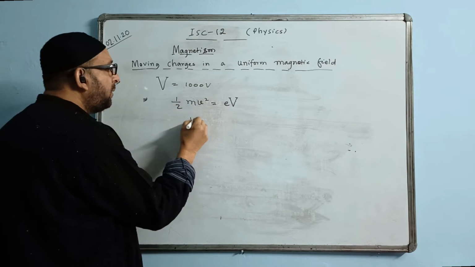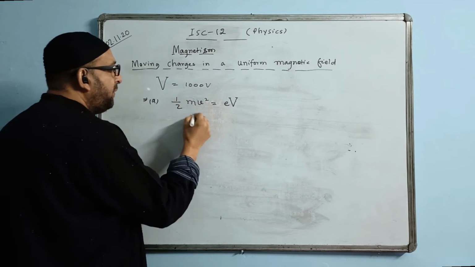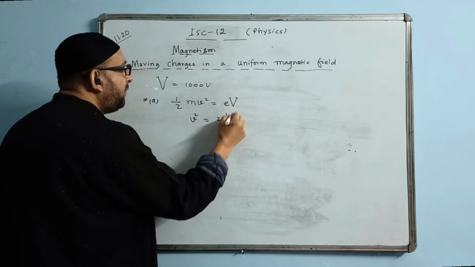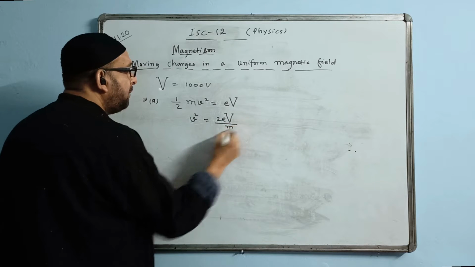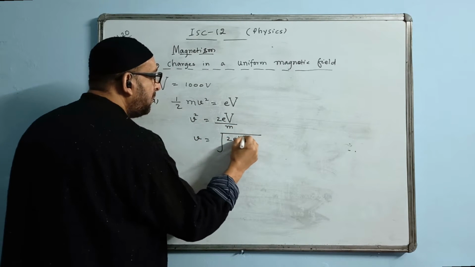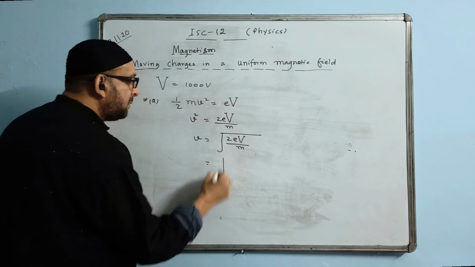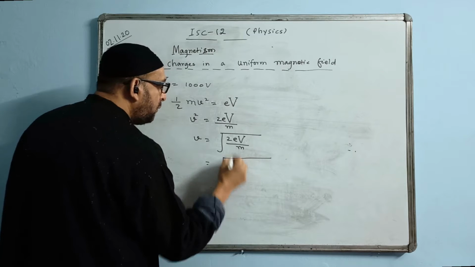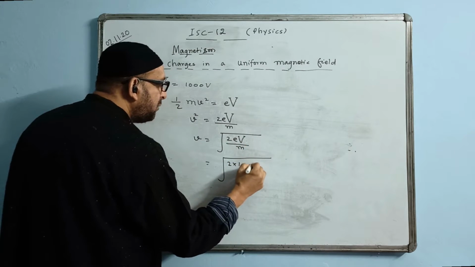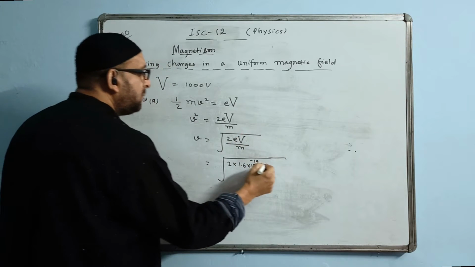Making v the subject of the formula, since we have to find the velocity. I am doing the first part A. v square will become 2eV by m. Therefore, the value of v will become root of 2eV by m. Now I put the values and find the answer. 2e value is 1.6 into 10 to the minus 19. V is the voltage, which is 1000.